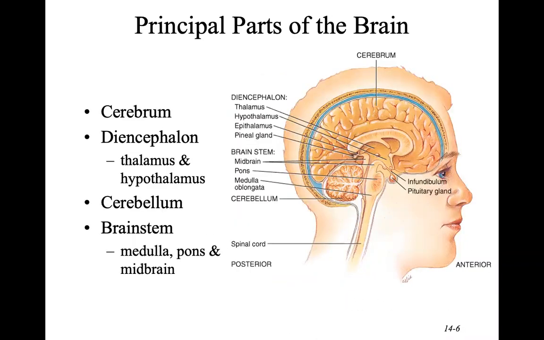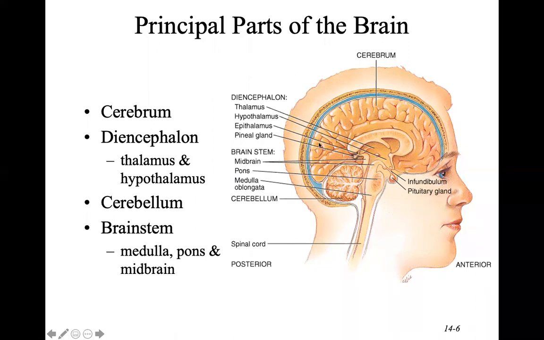Okay, so again, the main parts of the brain that we'll be talking about are the cerebrum and the diencephalon, that's made up of the thalamus and the hypothalamus. Don't confuse cerebrum with cerebellum. This is the cerebrum. Back here is the cerebellum. Believe it or not, the cerebellum is known as the little brain. It actually has more neurons than all of this combined. That's how important the cerebellum is.